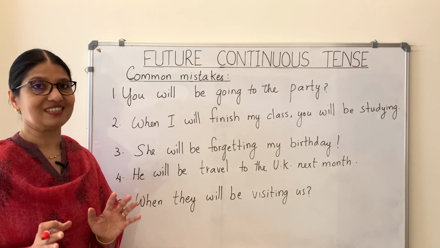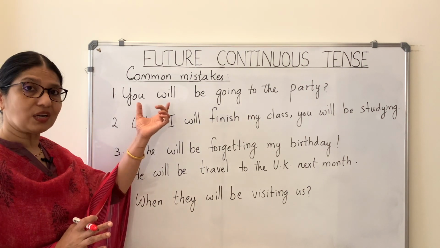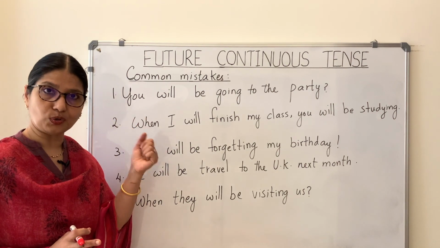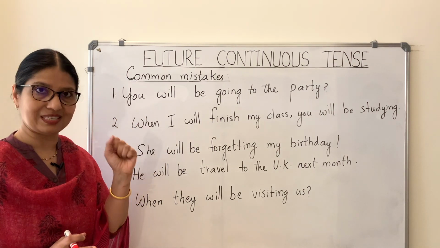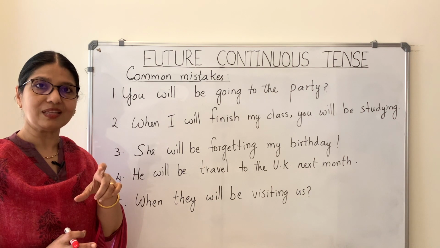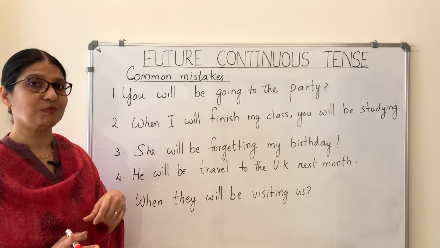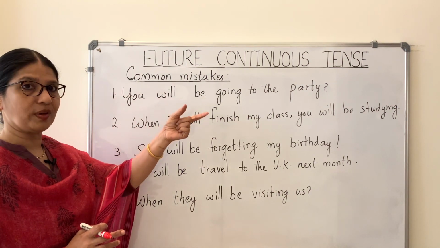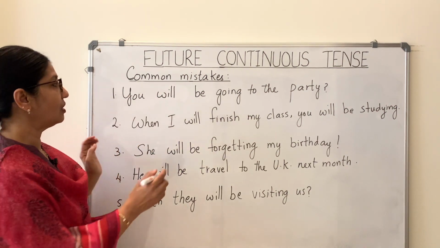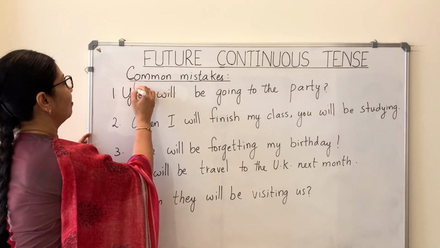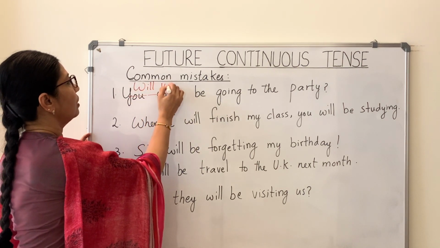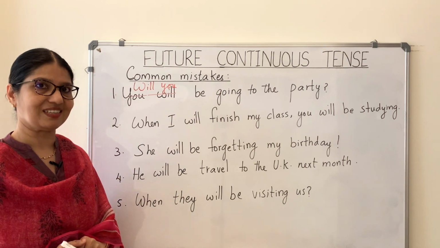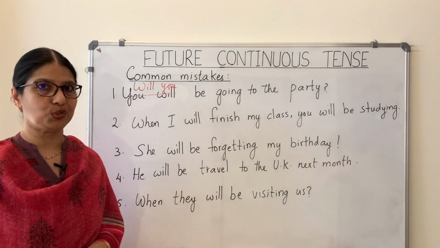You might have guessed it right. The word order is wrong here. So when you make a yes or no question using the future continuous tense, we always begin with the modal auxiliary verb will. So it should be, will you be going to the party? Not you will. So you will have, will you be going to the party? And it's right. Now moving on to question number 2.